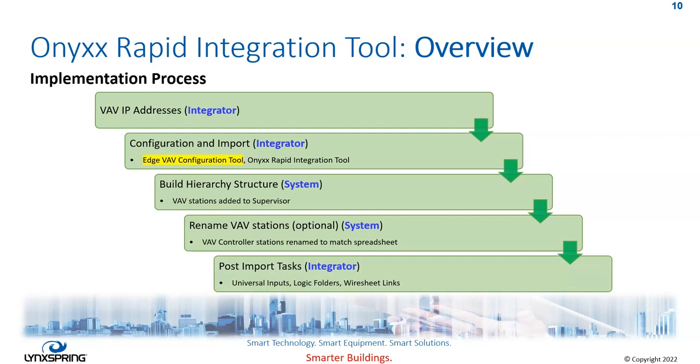Then we have several post-import tasks, such as configuring the universal inputs, copying logic folders, which are the BOG files, and connecting any post-install supervisor level links. Now we're going to be talking about setting the IP address of the VAV boxes themselves.